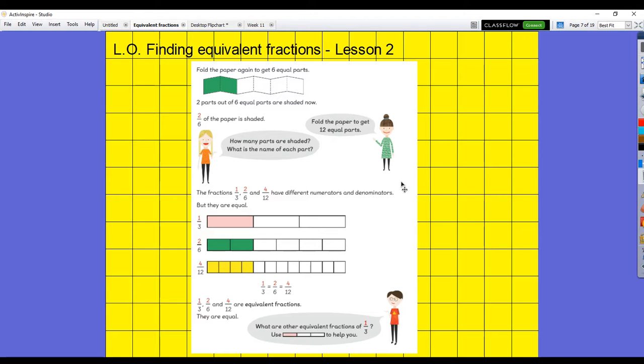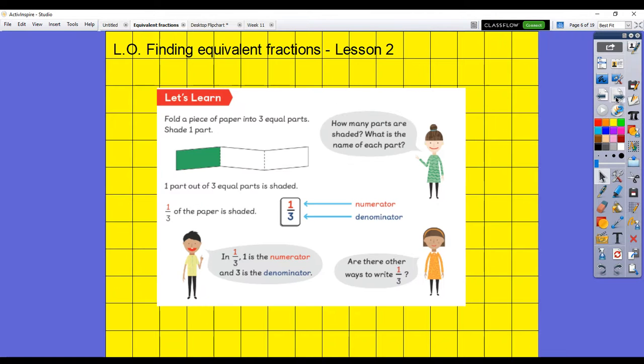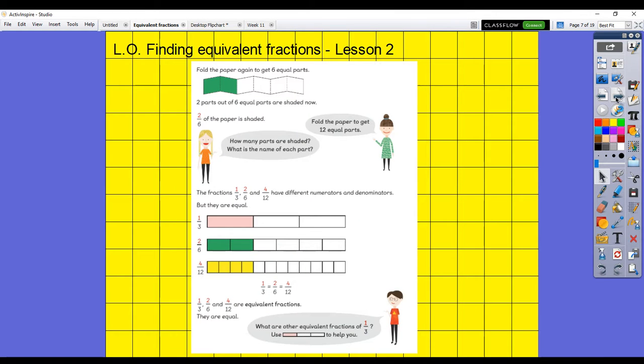So if we did it again with the same piece of paper, okay, so we've gone from the same piece of paper starting out with 3 equal parts, then going to 6 equal parts, and now we're going to use the same piece of paper again and see if we can get 12 equal parts, okay? So if we did that, how many parts are shaded? So what would the numerator be? What is the name of each part?